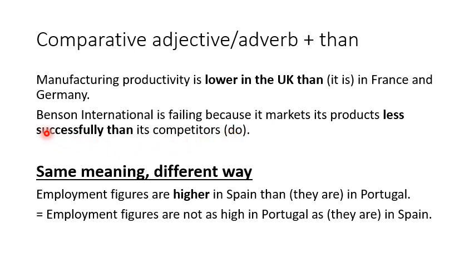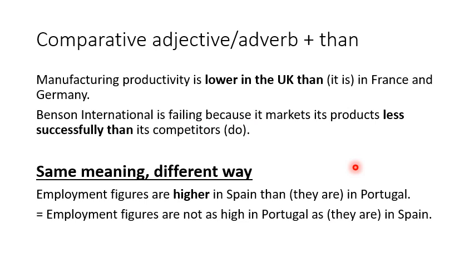Another example, Penson International, which is the name of a company, is failing because it markets its product less successfully than its competitors do, or less successfully than its competitors. So their competitors are doing better than them. So "than" is a very important tool and an easy tool to use as well.